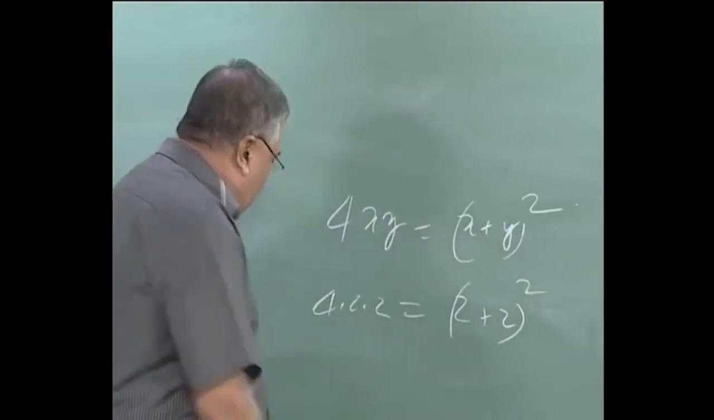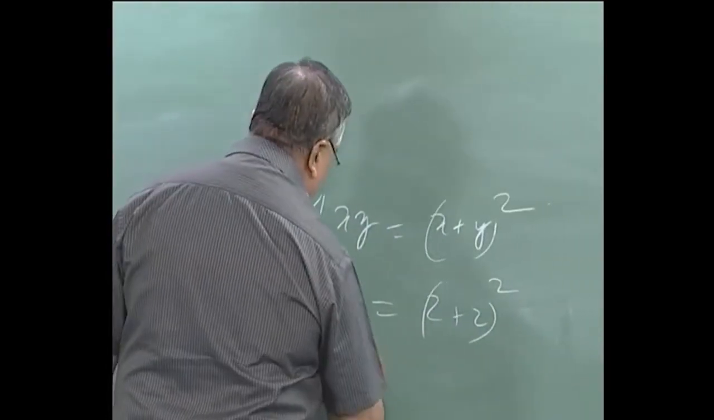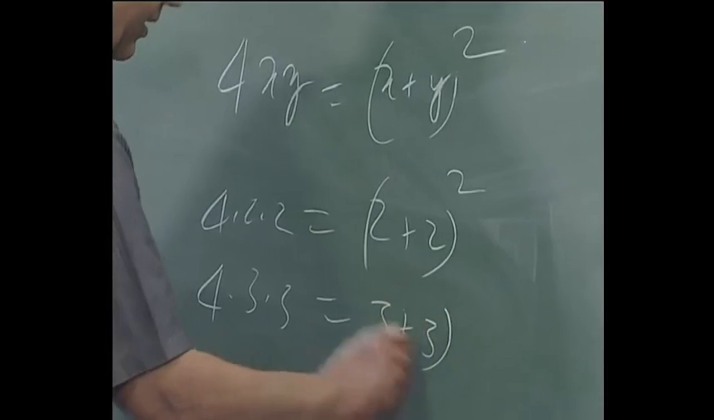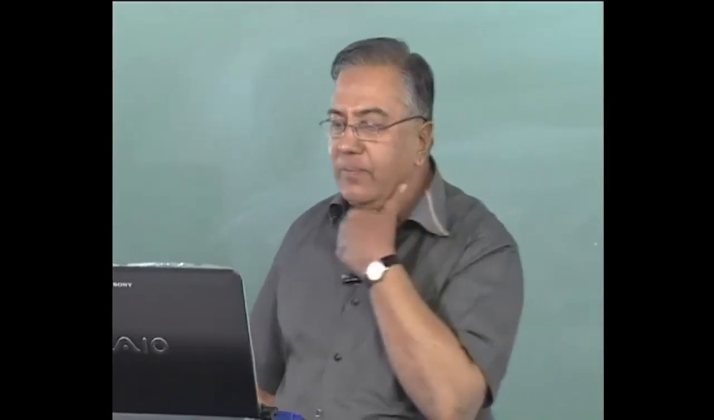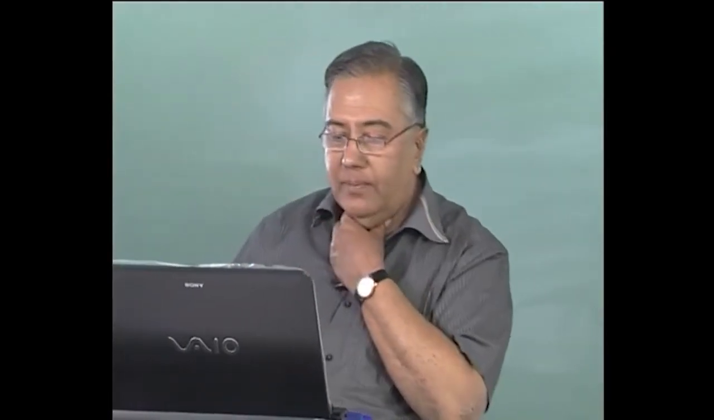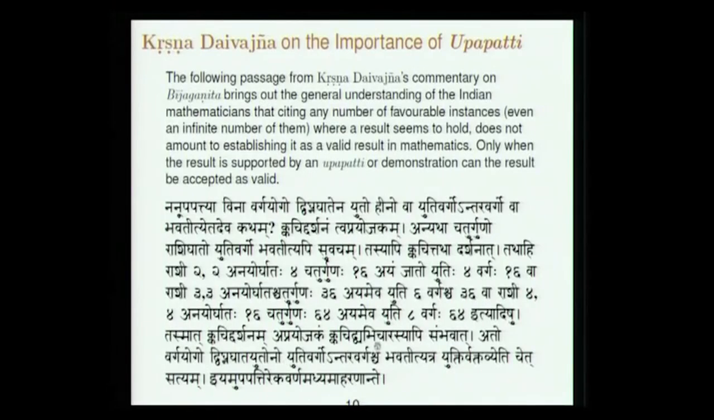4 into 3 into 3 is equal to 3 plus 3 whole squared. And actually you can go on, we can give an infinite number of examples and therefore we can conclude that this is correct. Tasmat kvachit darshanam aprayojakam kvachit vyabhicharasya api sambhavat.